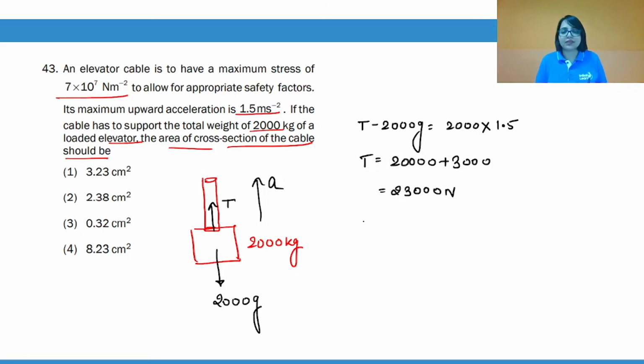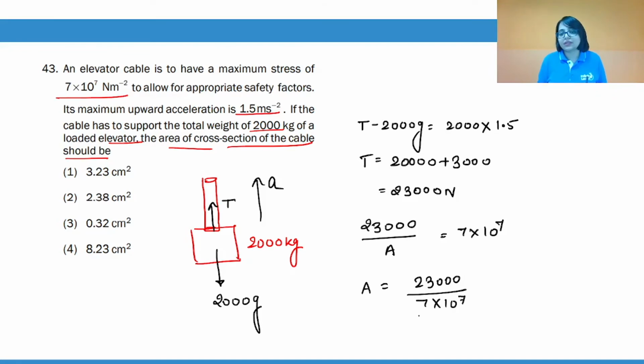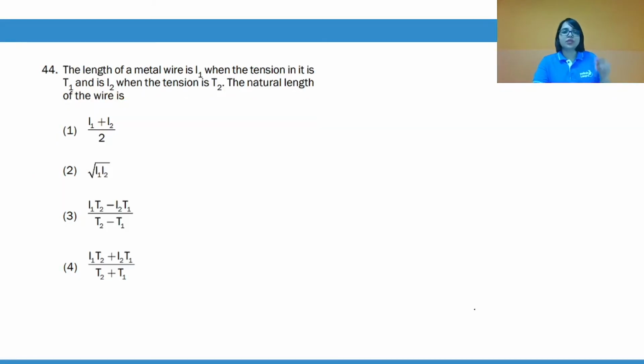Now stress is force upon area. So force is tension. So 23,000 divided by area is equal to 7 into 10 power 7, and area of cross section will be 23,000 divided by 7 into 10 power 7. After solving this value, you'll get the area as 3.23 centimeters square. Next is question number 44.